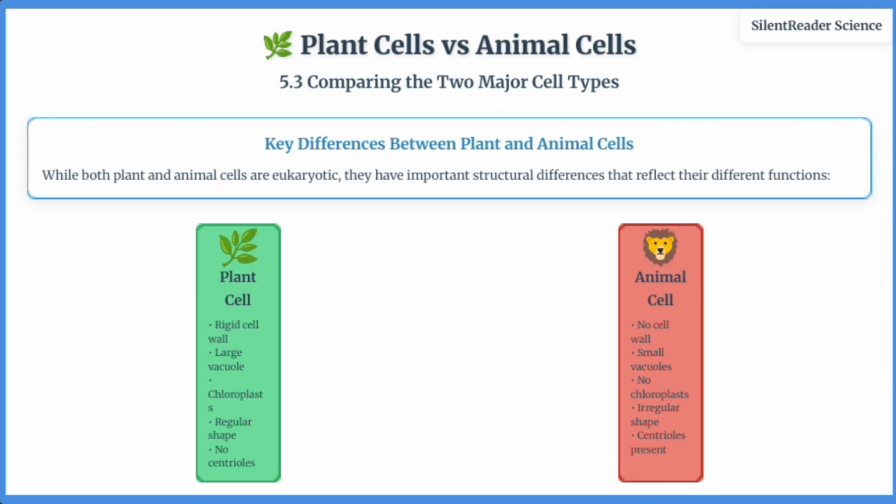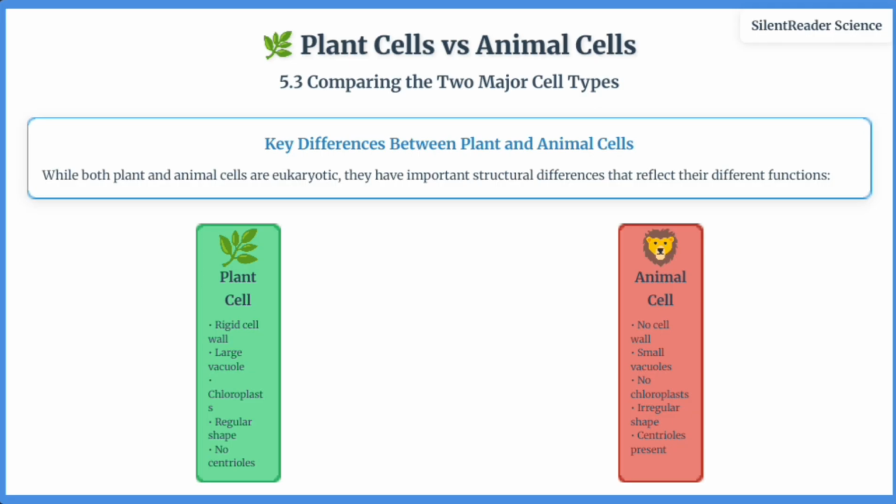Let's compare plant and animal cells, the two major types of eukaryotic cells. Plant cells have a rigid cell wall made of cellulose that provides structural support, large central vacuoles that store water and maintain turgor pressure, and chloroplasts that enable photosynthesis. Animal cells lack these features but have centrioles that help in cell division and more flexible membranes that allow shape changes. These structural differences reflect their different lifestyles.